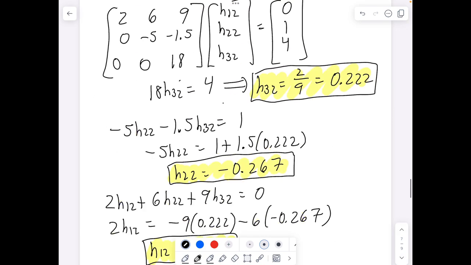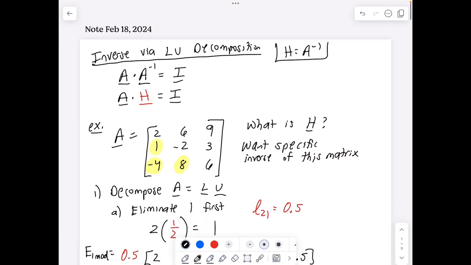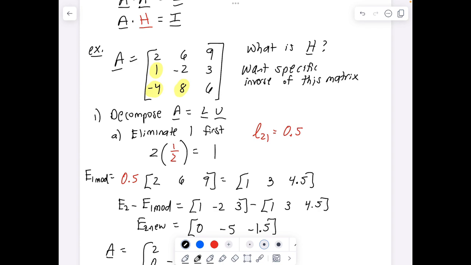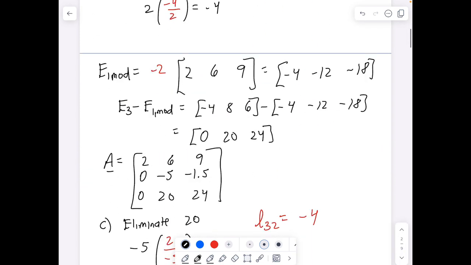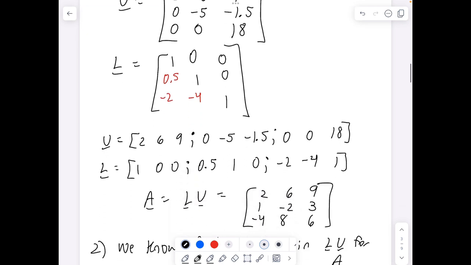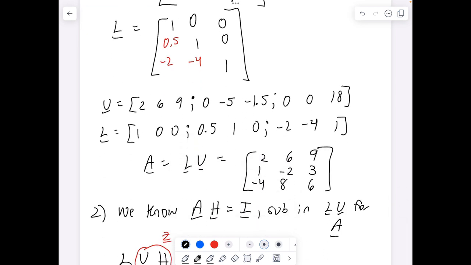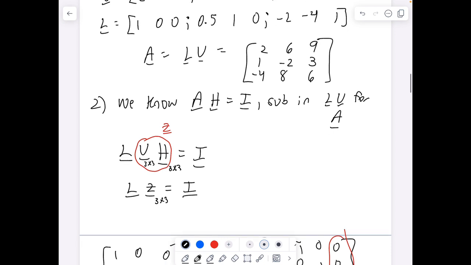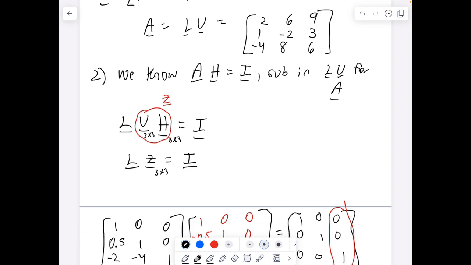So just to recap what we did, it was a lot of work, but we took A and decomposed it into its lower and upper triangular matrices by doing a Gaussian elimination, and we kept track of our multipliers along the way. I confirmed in MATLAB, we could have done the matrix multiplication on paper if we wanted, that if we multiplied L and U together, we would ultimately get back the original A matrix. And then to find the inverse, we note that if we multiply A by its inverse, that will give us the identity matrix. And then if we do LU decomposition, we see UH as being a new matrix Z.